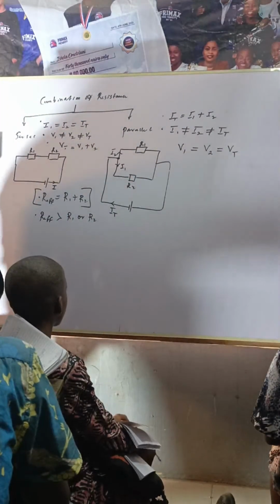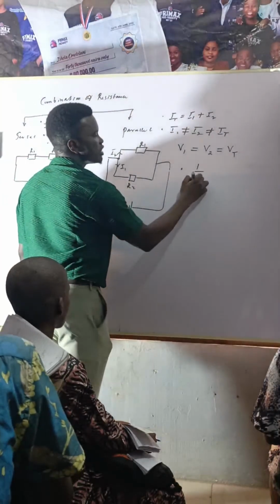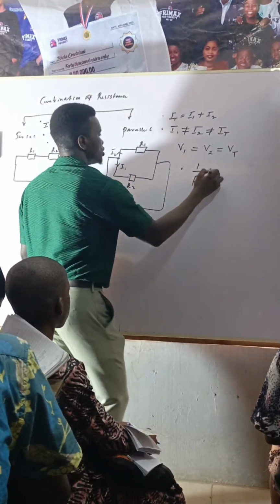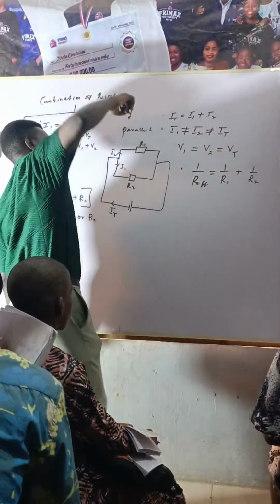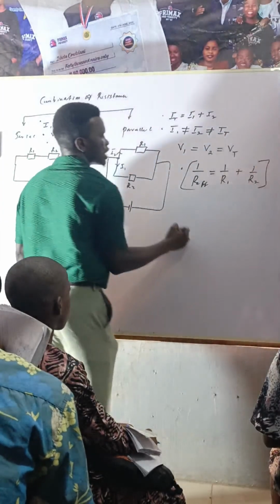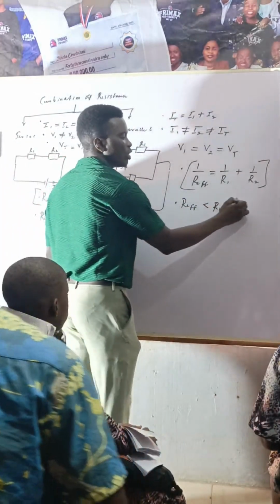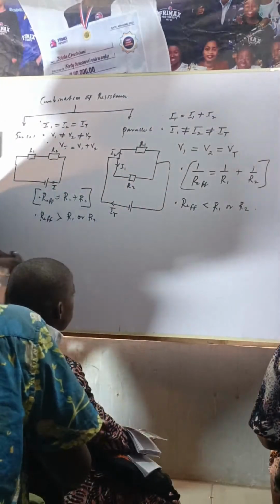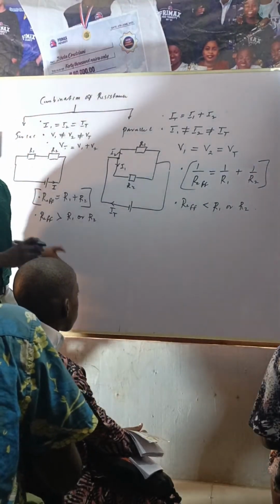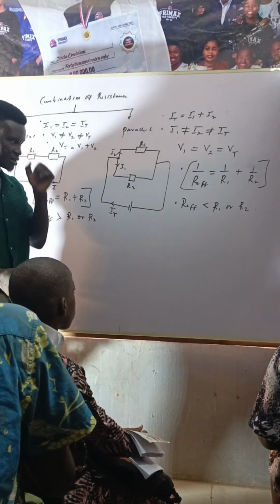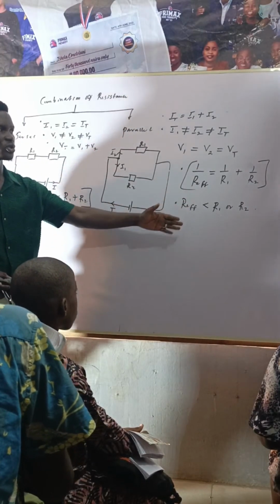All of these things will be applied in solving questions when you are dealing with them. Then 1 over R effective is going to be equal to 1 over R1 plus 1 over R2. So at the end of the day, your R effective is going to be less than R1 or R2. Is that taken? So that's all you need to know for combination of resistances. We can solve questions on that. And the same way you did product and sum, you can also do product and sum for this one.